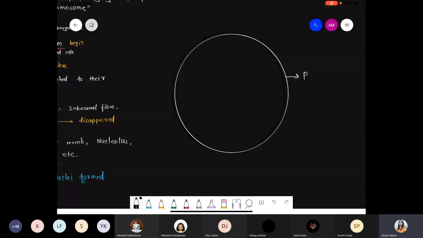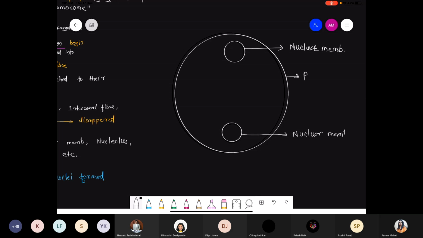Just draw them of equal size, okay? Because it is equational division, you know. One nucleus, and now this is the other nucleus. So we are talking about a cell where a single nucleus was present. Okay, so basically this is the nuclear membrane, and this is also a nuclear membrane. Inside the nuclear membrane there is the genetic material like this, which is present in a chromatin fiber.